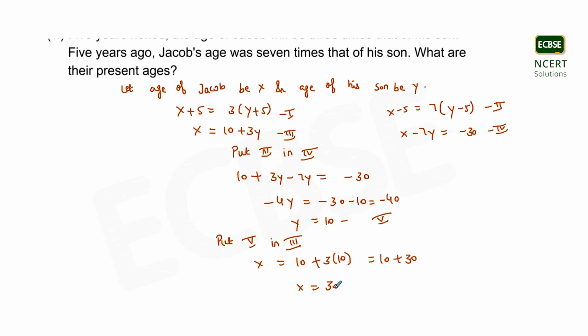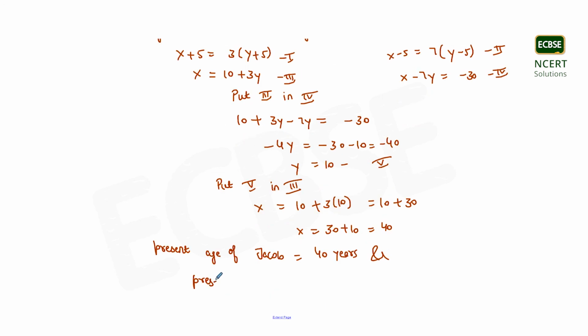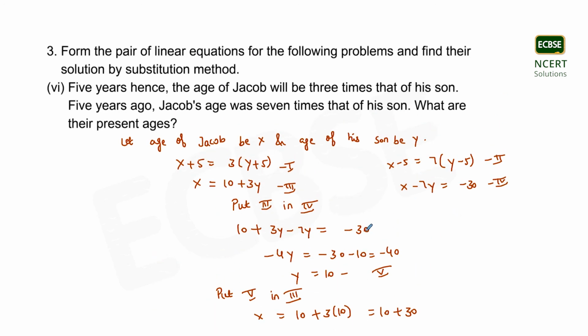So from here, the Jacob's age comes out to be 40 years and Jacob's son's age comes out to be equal to 10 years. So the conclusion is: present age of Jacob is equal to 40 years and present age of Jacob's son is equal to 10 years. So this was all about problem 6 of the third question of exercise 3.3. I hope this question is clear to all of you.